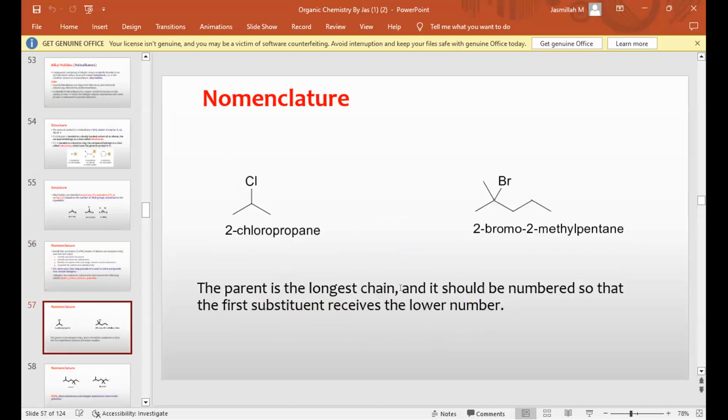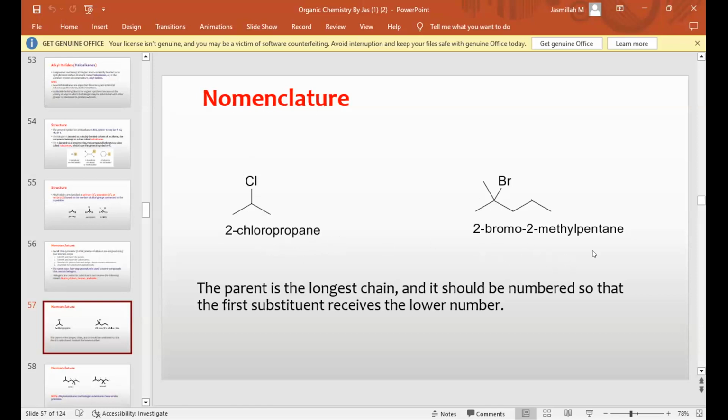Let's take an example. First, we identify the parent chain. Counting 1, 2, 3, this is the parent chain, and we know it's propane. Then we identify where our substituent is. It is on carbon number 2, so this is 2-chloropropane.